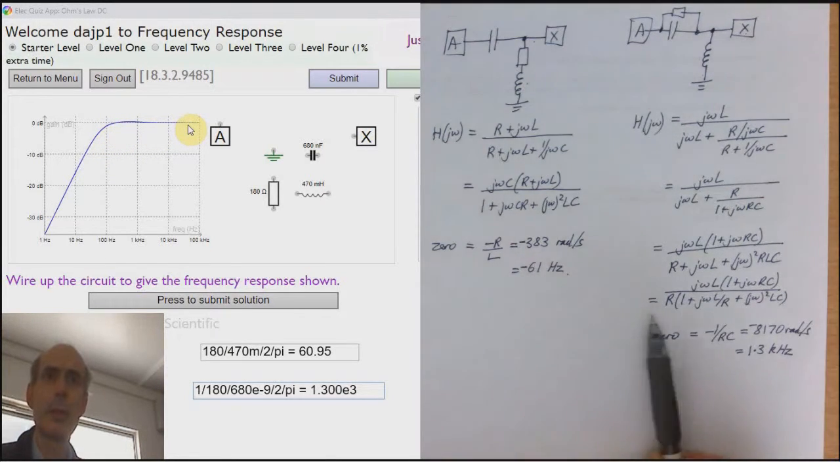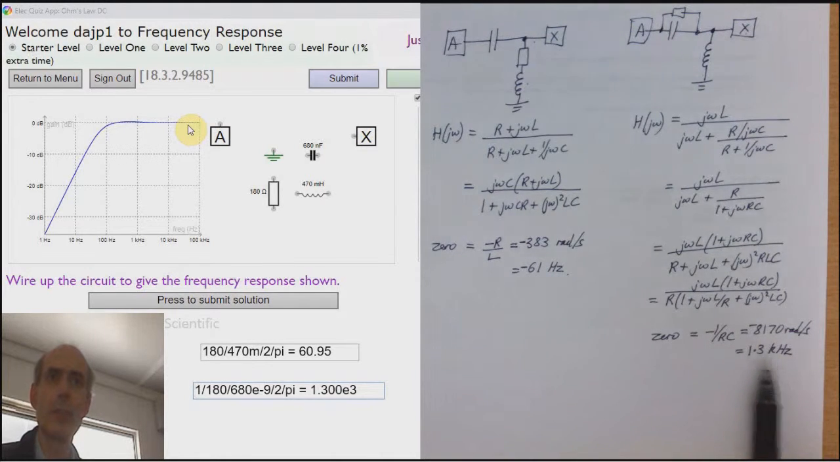1.3 kilohertz. Is there a trace of a zero at 1.3 kilohertz? Again, not really, no. The only way that could be true is if there was a pole at around 1.3 kilohertz as well, which was cancelling out the effect of the zero. So we can't immediately decide which of these two circuit topologies is true just based on the location of the zeros. We have to look at the poles as well.